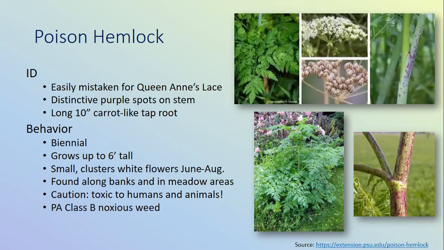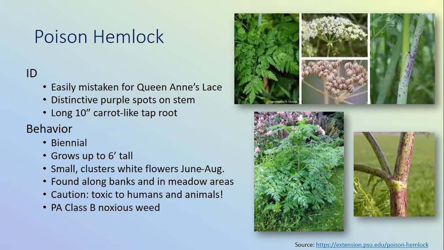They can grow up to 6 feet tall. They have really small clusters of white flowers that emerge in June to August that are very similar looking to Queen Anne's lace. They can be found along any stream bank or in meadow areas. And also, I highly encourage you to be careful around these plants. They are toxic to humans and animals. This is classically what killed Julius Caesar. So this is very toxic and not something that you want to introduce into your area.